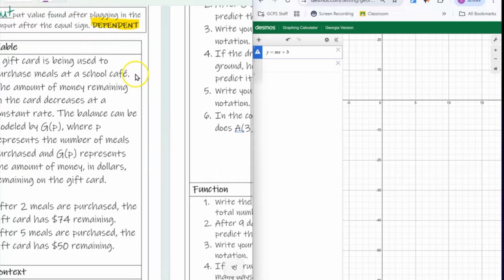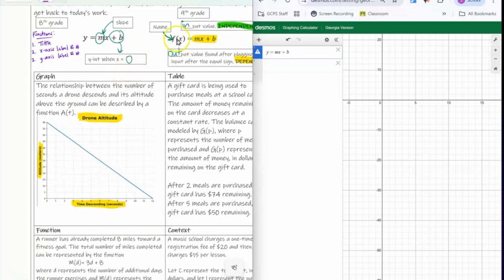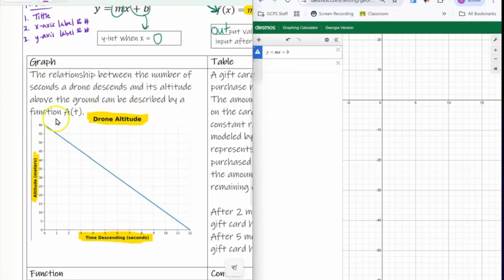So I'm writing a function. Now remember, a function is the exact same thing as what? My equation. The only difference is I don't do y equals, one letter equals, I do 2 letters equals. So I'm writing a function, and they told me to use what function? A of t. So you're going to use A of t. I'm going to say A of t equals, and I need y equals mx plus b.